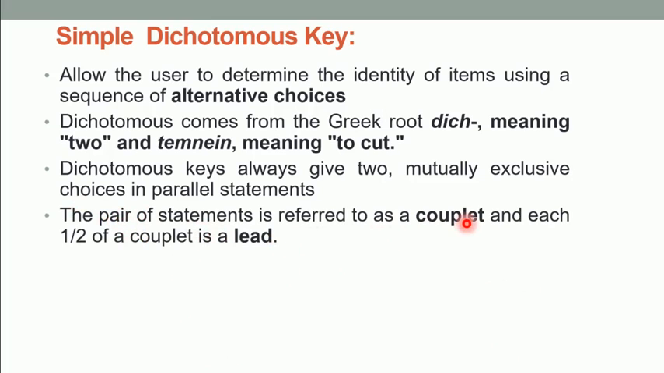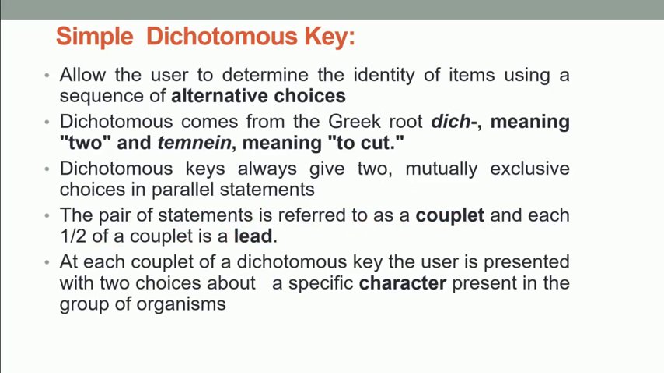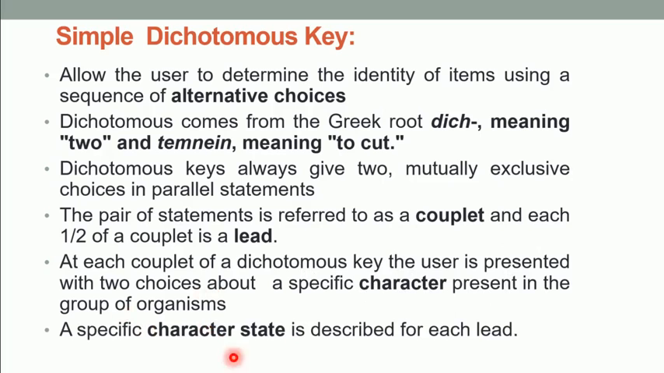The pair of statements is referred to as a couplet. As we have already seen, the two statements are given, and those two statements together are called a couplet, and each one statement is called a lead. And we know that at each step you always get a single couplet, that means two statements, and from these two statements you have to negate one and select the other. So a particular character state is described for each lead.